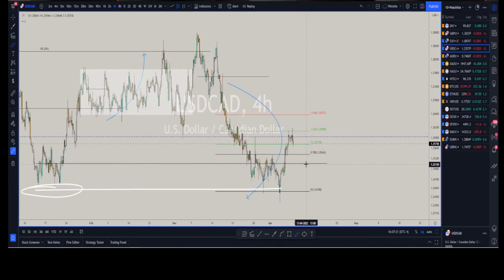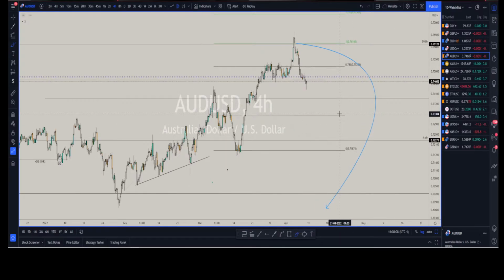USD CAD, same thing. This is a completed move. I'm looking at least for a retest of this area, if not something like this. So if I have a sell setup, we'll be taking it from here towards these areas or lower. We'll see how it moves, what kind of shape it makes.